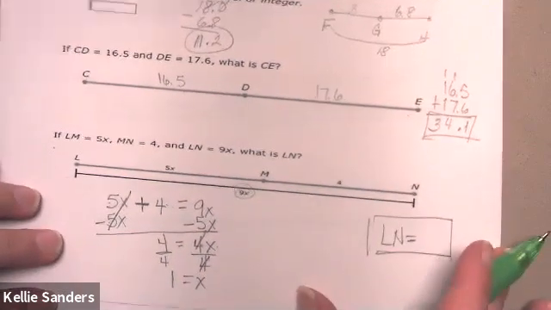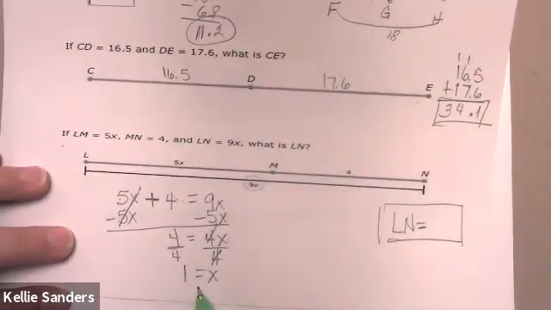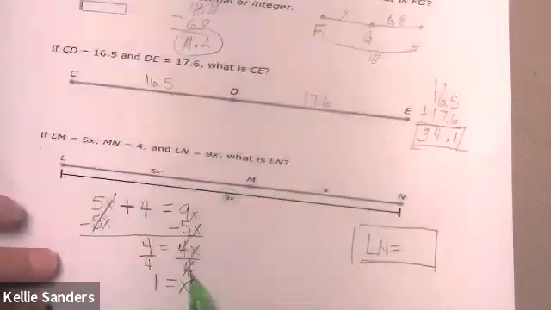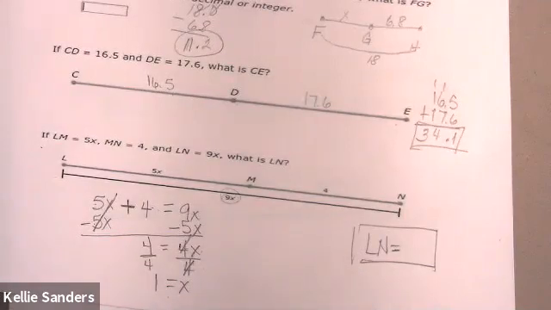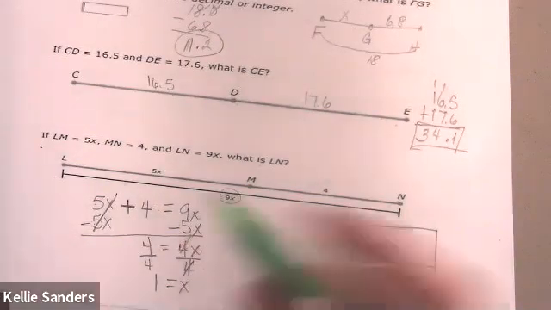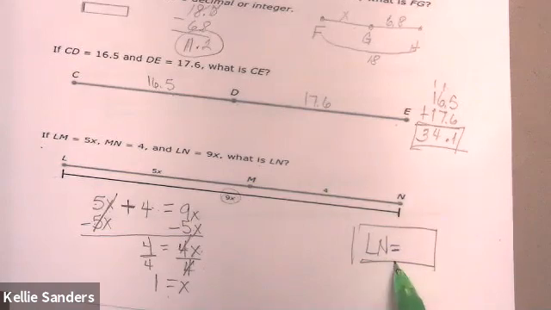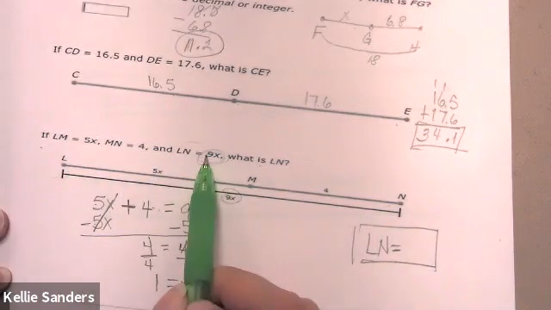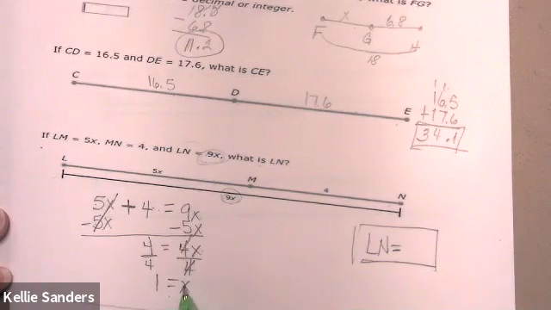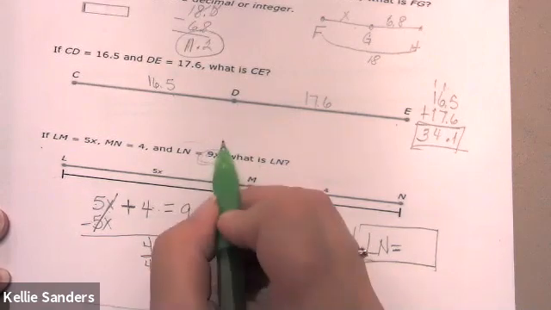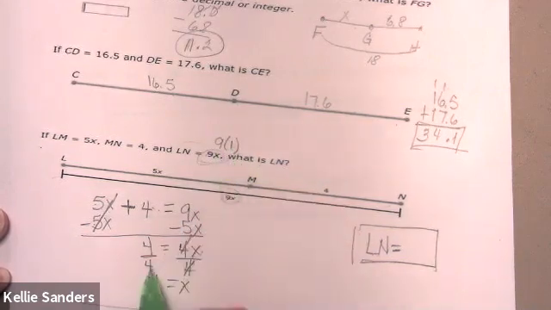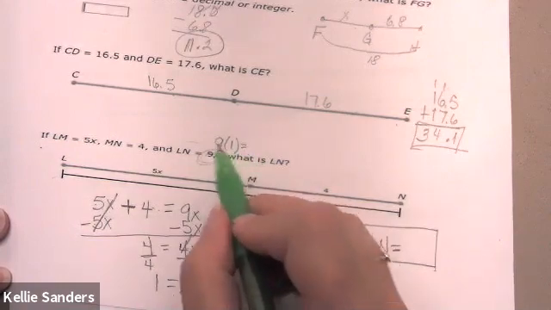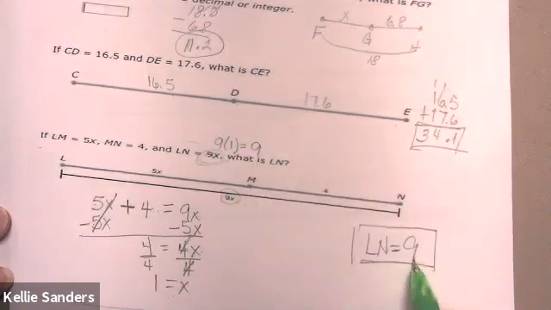A lot of people, including myself, would probably stop right here because you're like, oh, I got x by itself. It's finished. Well, it's not finished because we didn't answer the question. That's why I put this here, making sure that we answer the question. It wants to know what LN is. Well, LN is 9x. So I needed to find what x was and plug that number in. So 9 times 1, because x is 1, 9 times 1 is 9. So our answer would be 9.